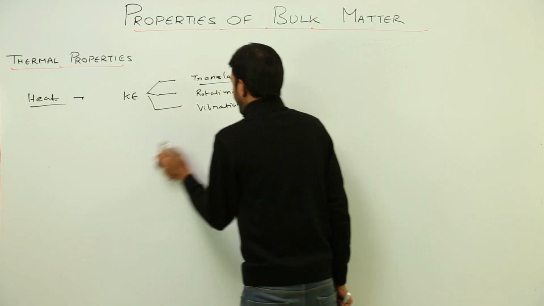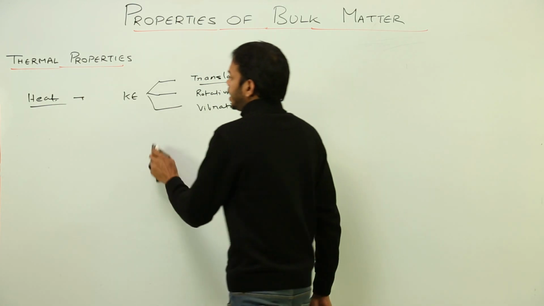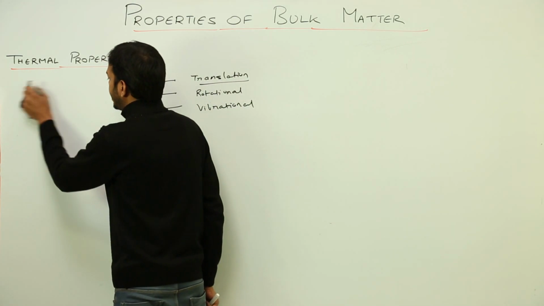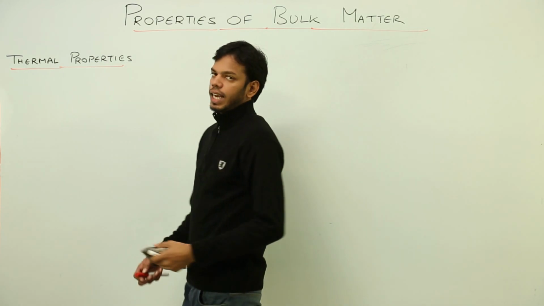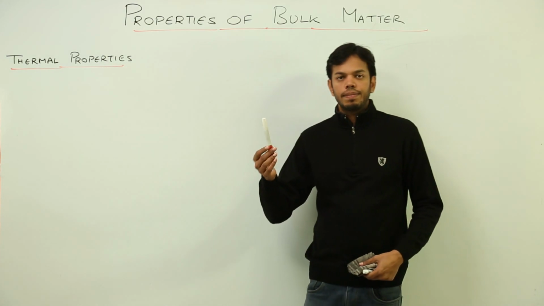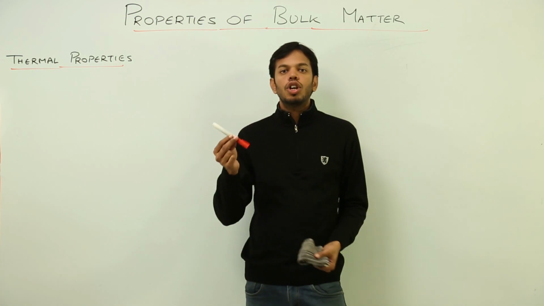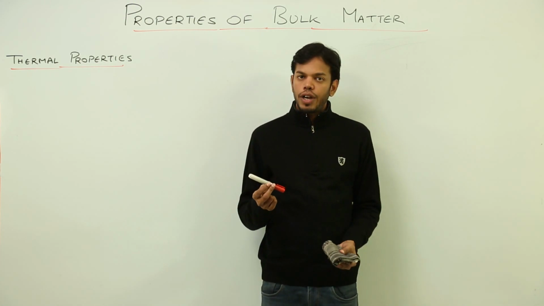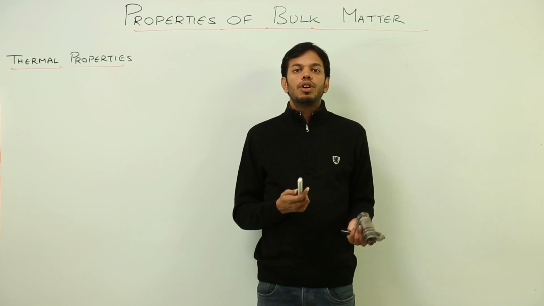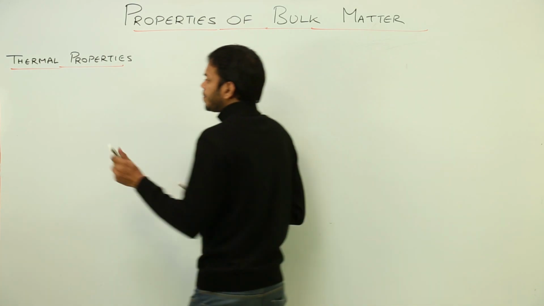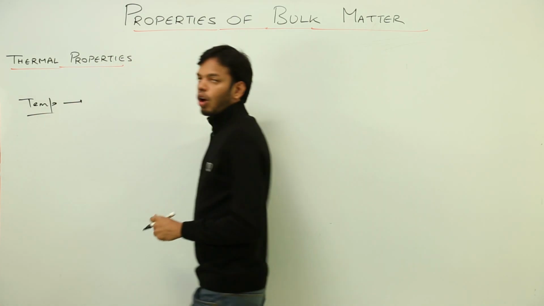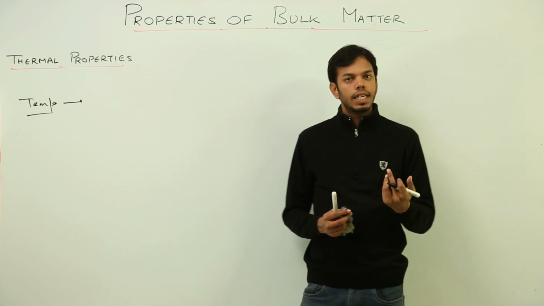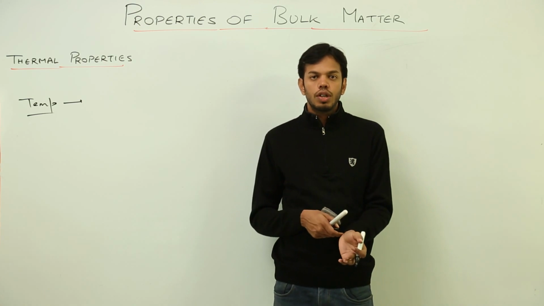Now, quantitatively, heat is measured in terms of temperature. If I say that I have given a lot of heat to this pen, actually the temperature of the pen would tell me how much heat has been provided. So temperature is the measurement of heat. So what is temperature? Temperature is the degree of hotness or coldness of a body, right? This is the degree of hotness or coldness of a body.